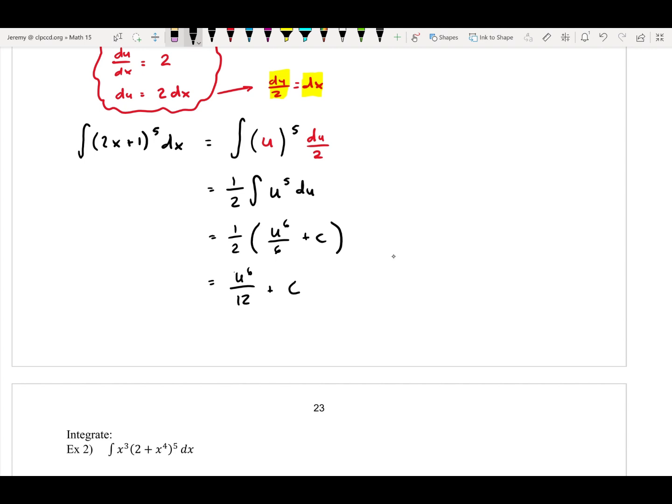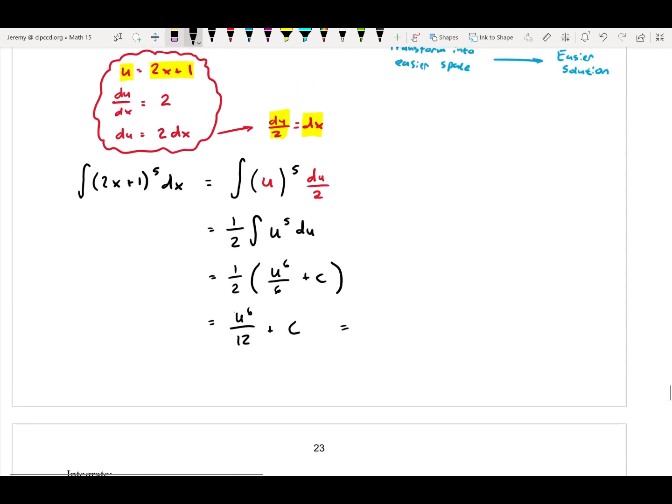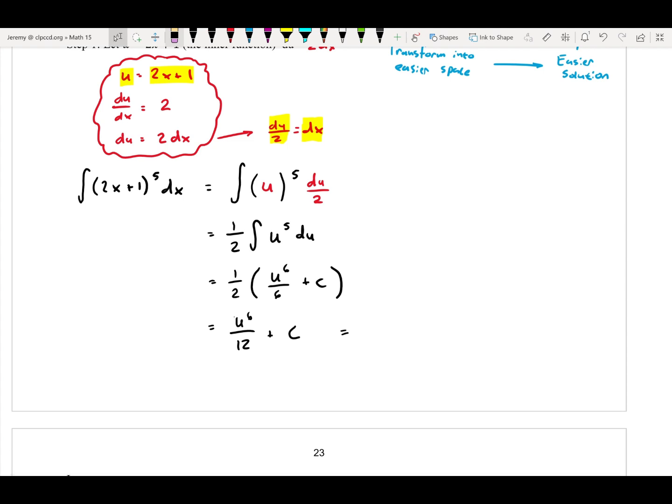The last step is just substituting in, what was u after all? I want to express this in terms of x. Well, I would just substitute in 2x plus 1 for u. So here's what I get: (2x + 1) to the 6th power over 12 plus c. And that is my answer.